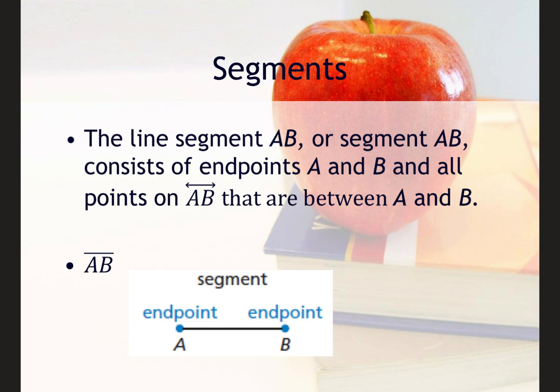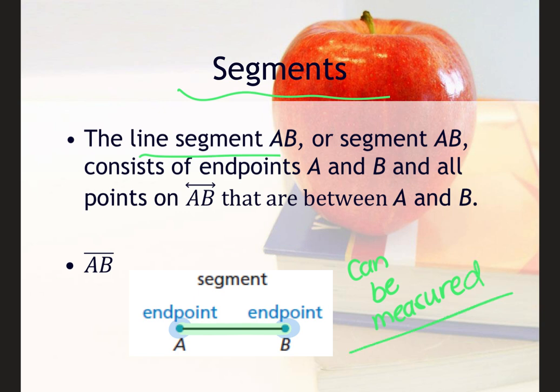A line segment is defined as the endpoints from A to B and all the points between them. So a line segment ends, thus the word endpoint, right? And it would be all the points in between. Line segments can be measured. So lines can't be measured, planes can't be measured, but a line segment or segment can be.